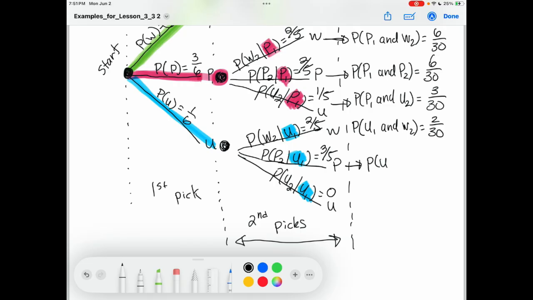This next outcome, I have the probability of getting a unicorn first and a pirate second. When I multiply those probabilities, I get 1 over 6 times 3 over 5, which is 3 over 30. And then this very last one, this is the probability of picking a unicorn first and a unicorn second. And we said that that was a 0% chance.